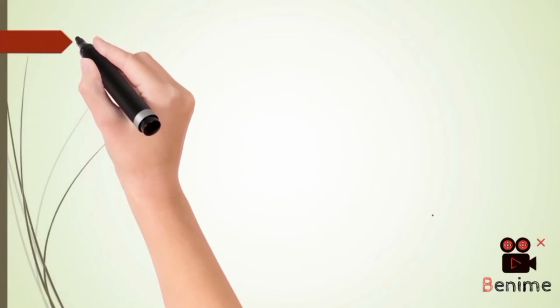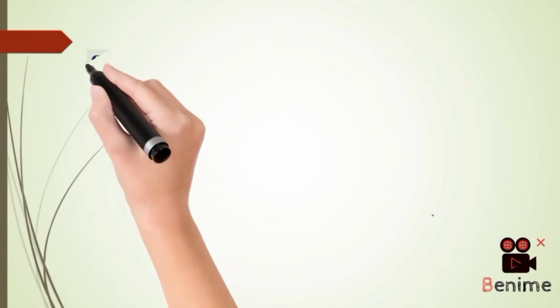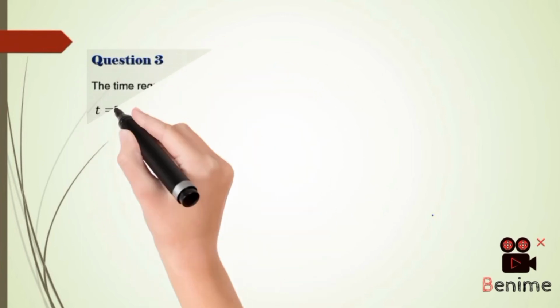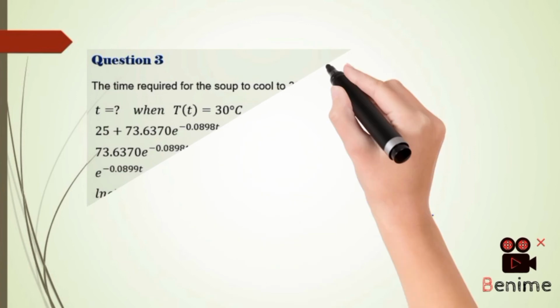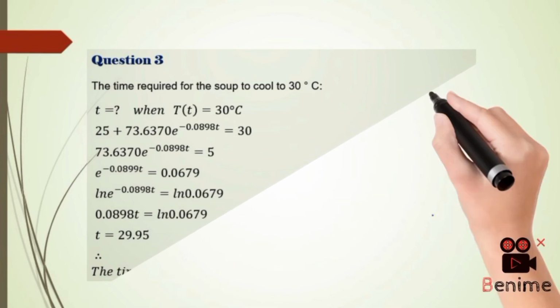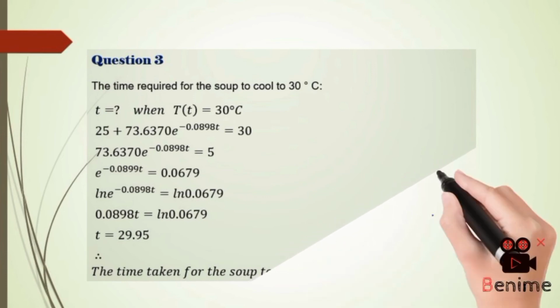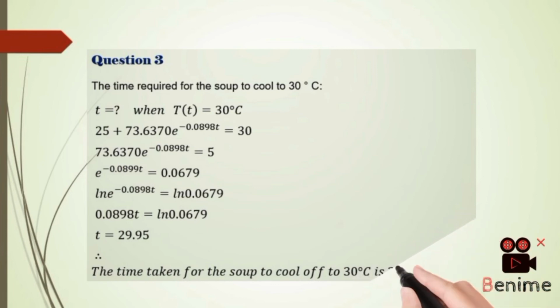Question 3. How long will it take for the soup to cool off to 30 degrees Celsius? Based on this question, we need to find the value of t, which is the time taken by the soup to cool off to 30 degrees Celsius. To find the value of t, we only need to enter the information that we have obtained from the previous question into the general equation that we proved in question 1. At the end of the calculation, we found that the value of t is 29.95. So the time taken for the soup to cool off to 30 degrees Celsius is 29.95 minutes.